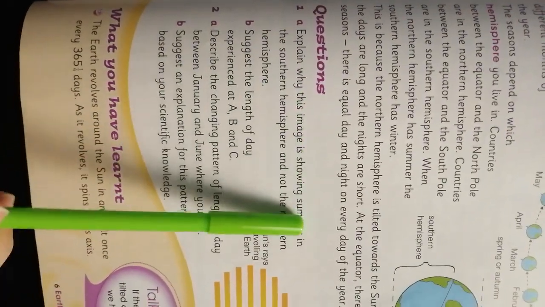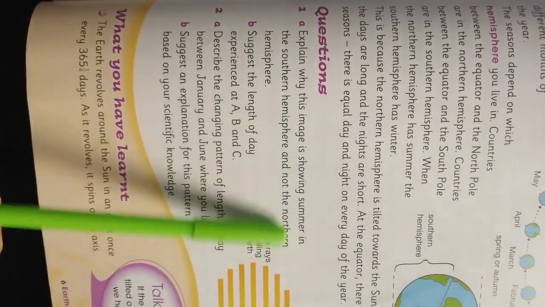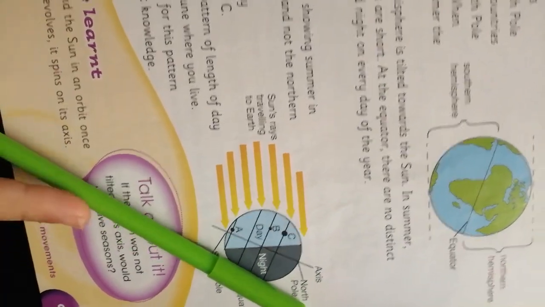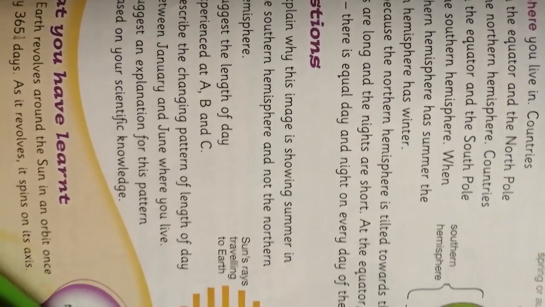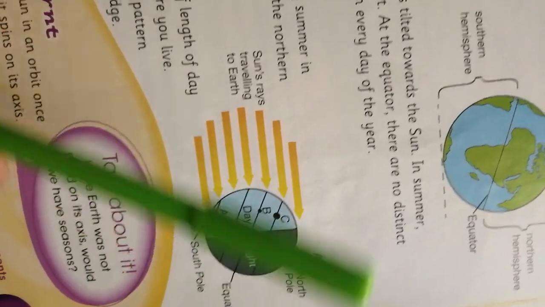Question number 1. Explain why this image is showing summer in the southern hemisphere and not the northern hemisphere. Why? Because the southern hemisphere is tilted toward the sun. Okay? We can see it here, it's in the direction.